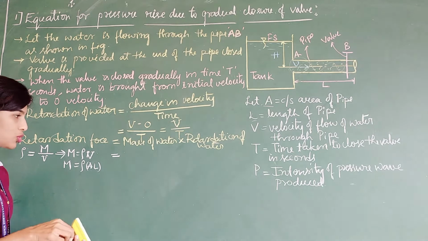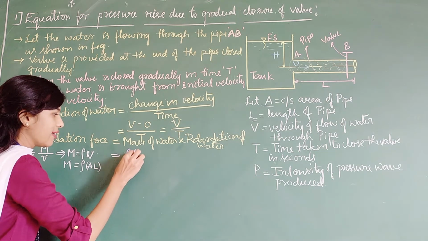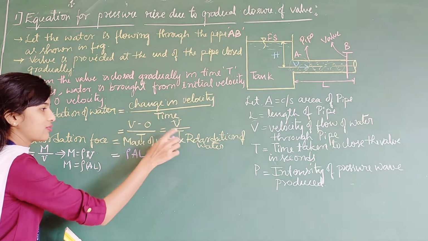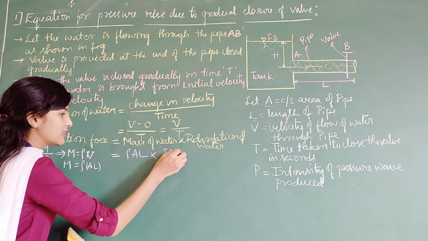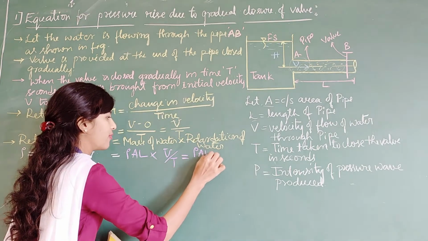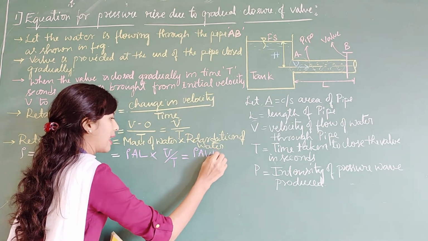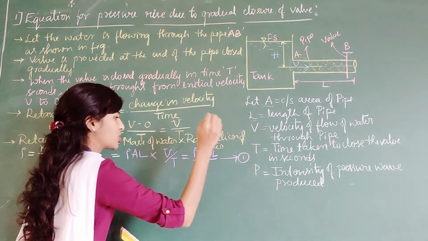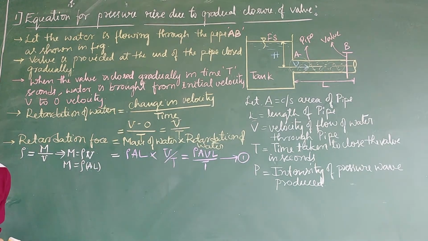So we'll just substitute here. It is rho A L into retardation, that is V by T. So it will be equal to rho A V L divided by T. We'll name this as equation number 1. So that is the one force which has been developed.